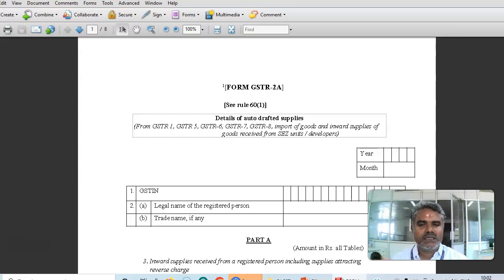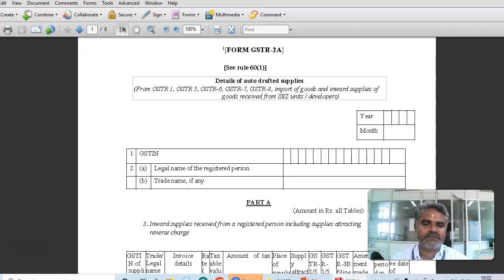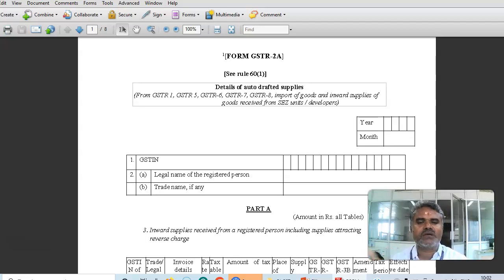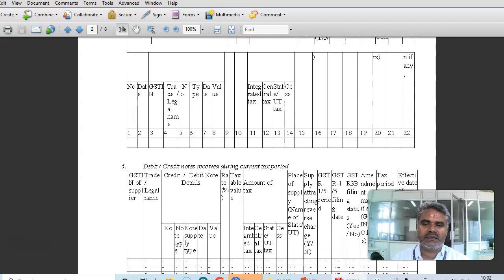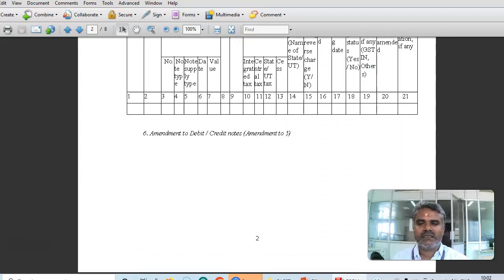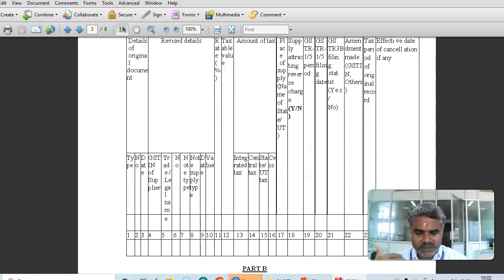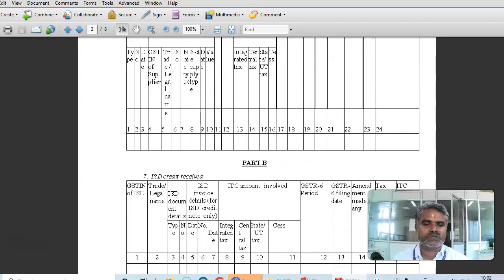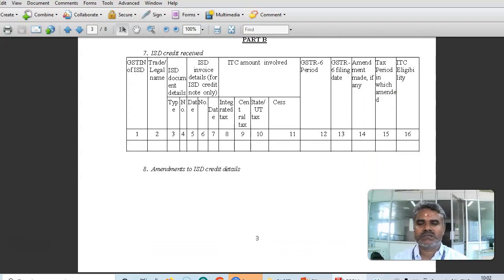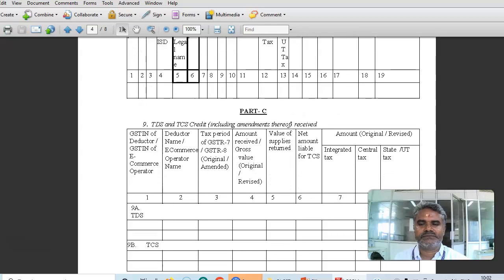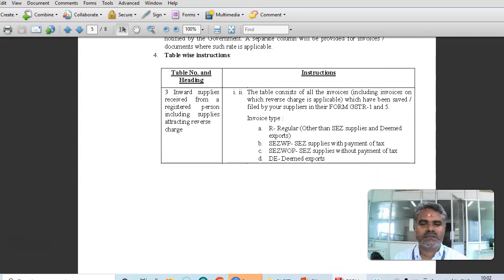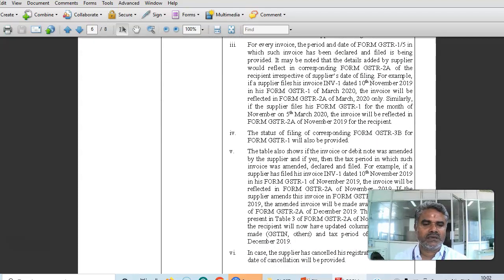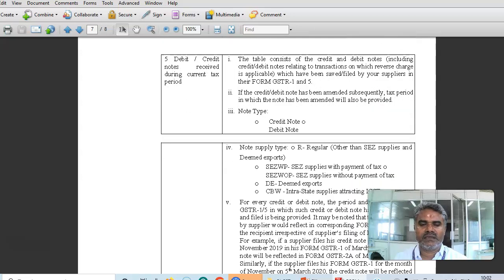When you file GSTR 2, 2A will automatically generate based on the information which you have given in GSTR 2. These are the inputs you give already, and based on that this form will generate. I think this is one way of acknowledging the details which you have given at the time of filing GSTR 2. Very simple. This is what GSTR 2A is, dear students.